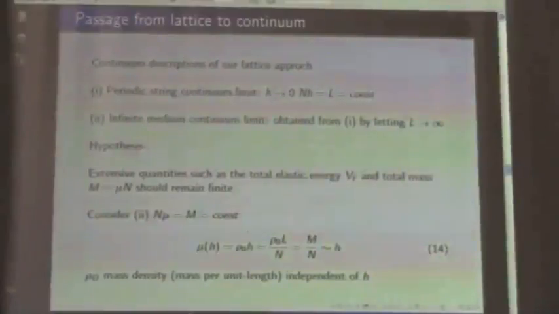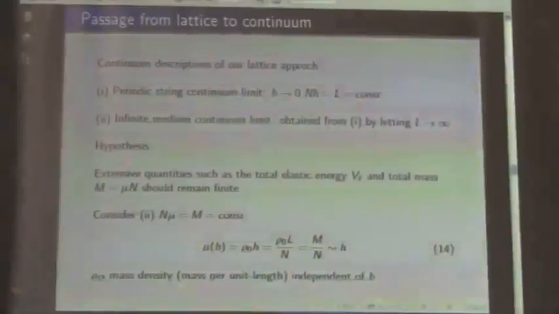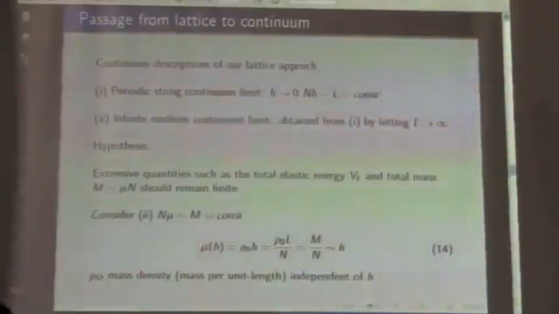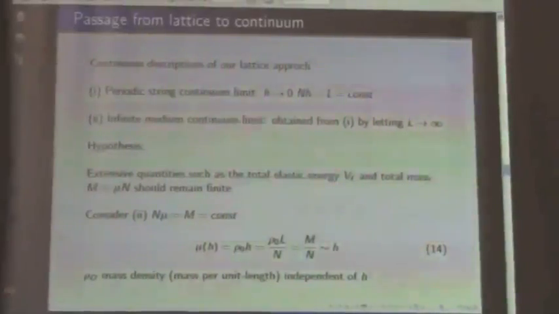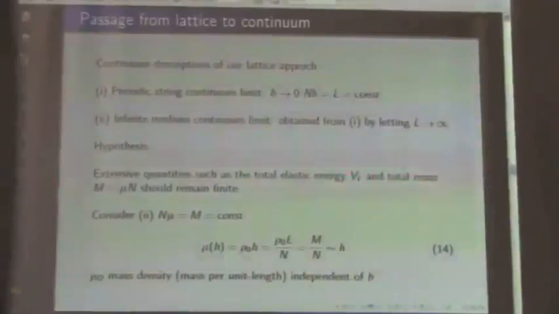So to make this approach useful, we have to make a hypothesis. Namely, the hypothesis that all extensive physical quantities, such as the elastic energy, which scale with the size of the system, should remain finite in the continuum limit. Especially the elastic energy should remain finite, and the entire mass of the string should remain finite. It does not make sense when the string becomes infinitely heavy or infinitely light. Also, if the elastic energy would tend to 0 or diverge, it would not make any sense. So all these quantities should remain finite.